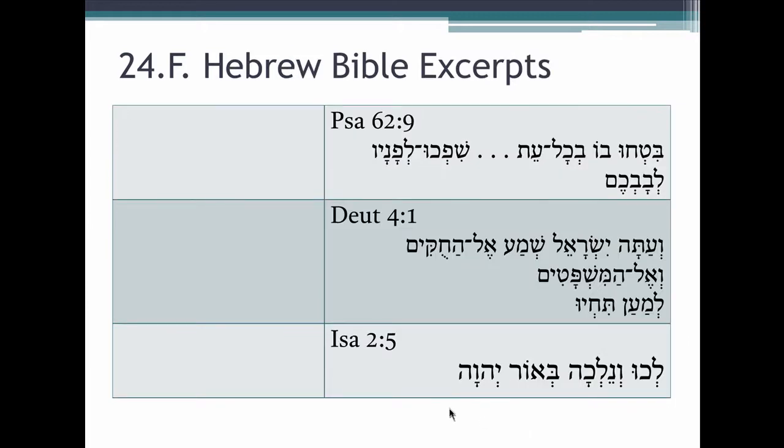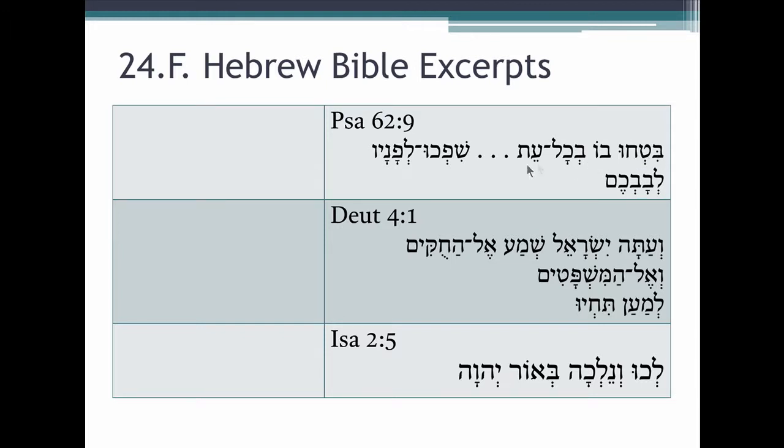Hebrew Bible excerpts. We have bitchu. Again, you have the long u ending without a prefix. That should tell you a masculine plural imperative. So we would have trust. Trust, again, a command to a plural audience. Trust in him, bet with a suffix. Trust in him, bekhol, with all time, or at all times. Okay, et is the word for time, so trust in him at all times.